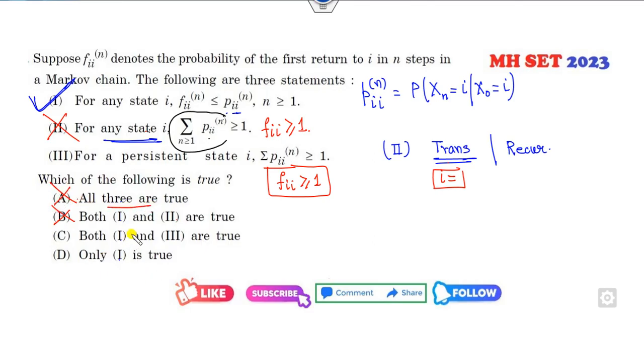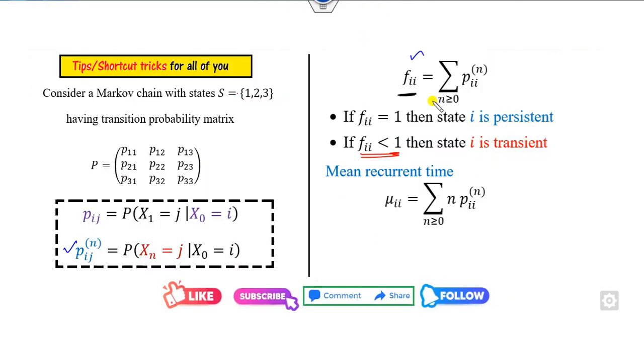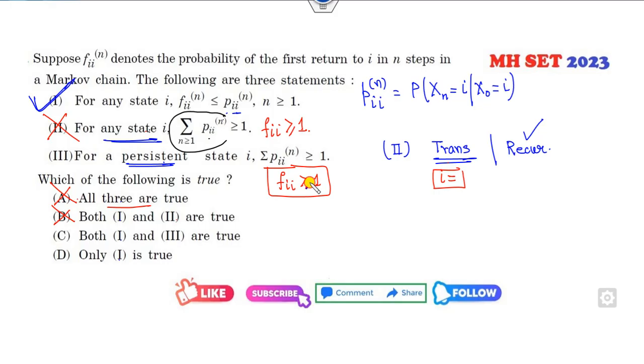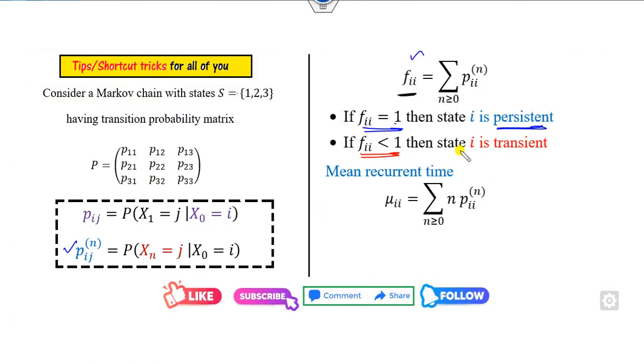Now we have to see whether the third is correct. For a persistent, that is recurrent, state, Fii must be 1. So equality holds, and the inequality becomes Fii equals 1. So this is the correct option. The other option is cancelled, and C is the right answer. There's not much calculation to do if you remember my shortcut tricks.